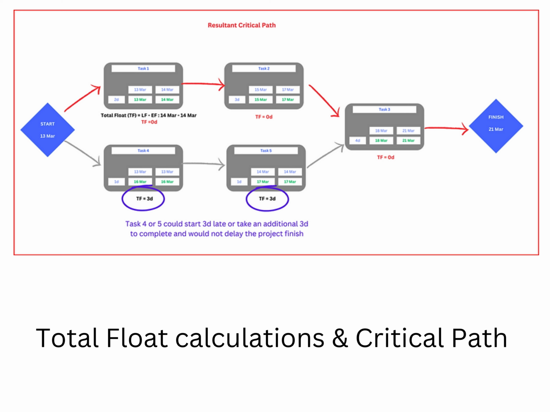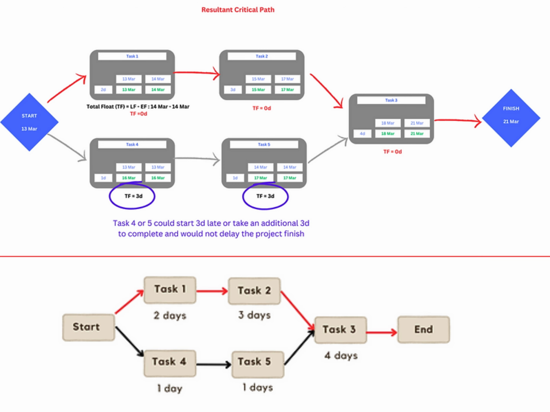Let's calculate the total float for each task. The total float is calculated as the late finish date minus the early finish date. Do this calculation for each task. The results show that Tasks 1, 2, and 3 all have 0 days total float. Task 4 has 4 days total float, and Task 5 has 3 days total float. We have now determined that the critical path goes through Tasks 1, 2, and 3. We have identified that Tasks 4 and 5 have float and possibly could start or finish later, or have increased durations within the total float without impacting the project finish date.